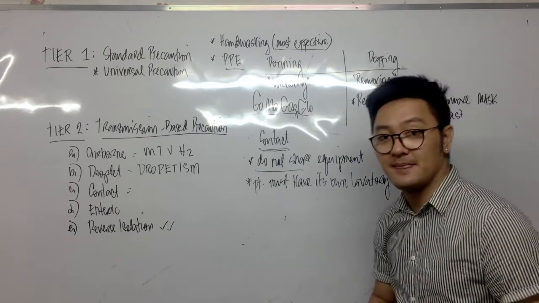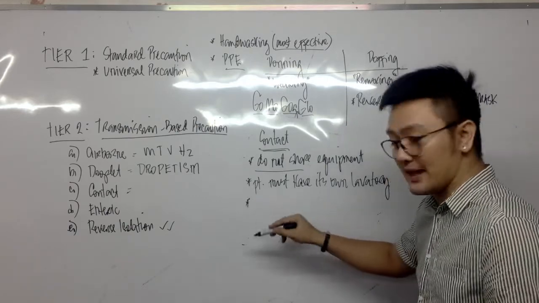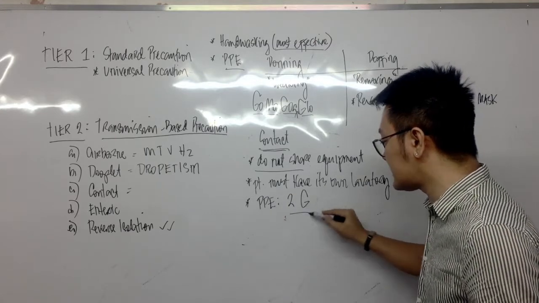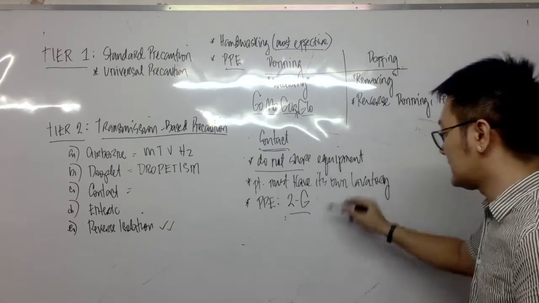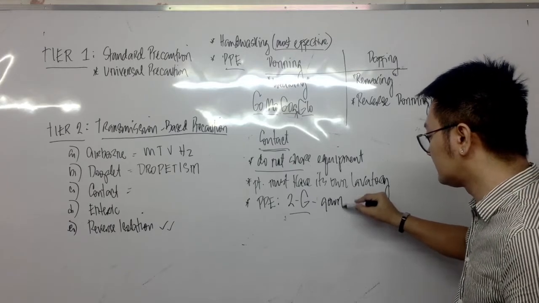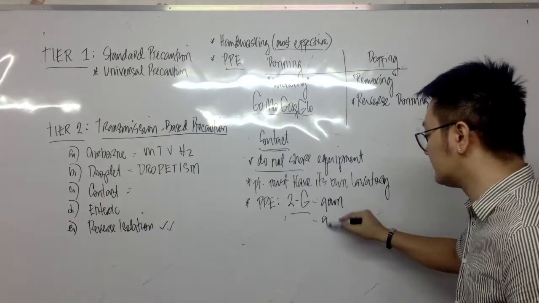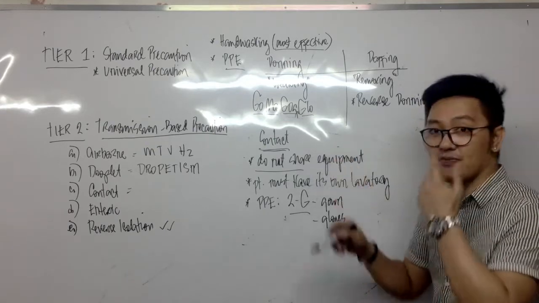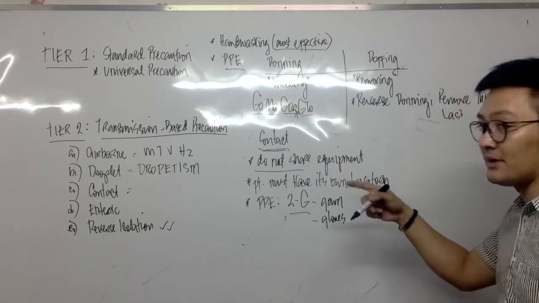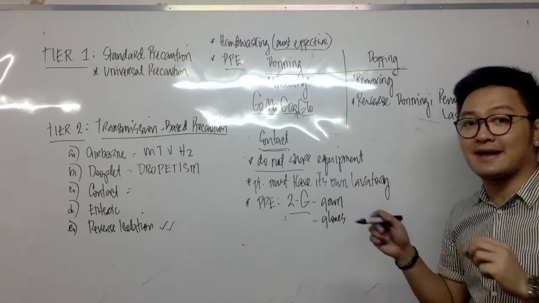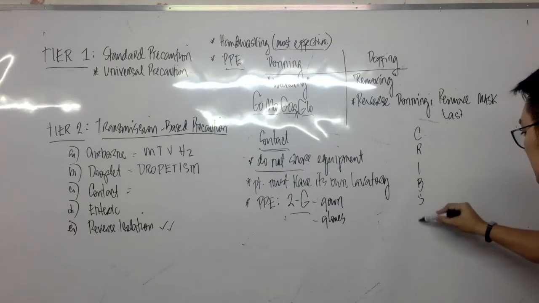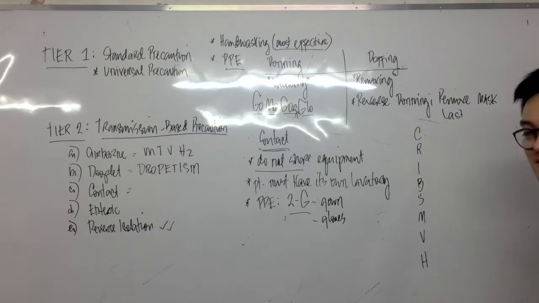In contact spread, the most ideal PPE are the 2 Gs. Now what are these 2 Gs? You have your gown and your gloves. Can you follow? These are important PPEs for contact spread. Now, give me an example of contact transmission or contact infections. Well, you have your CRIBS, MVH.